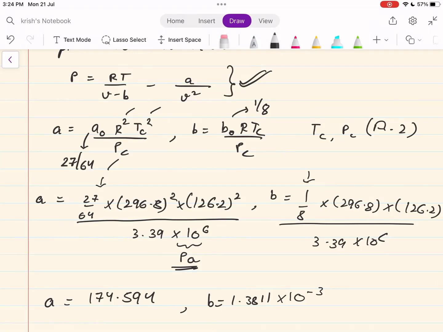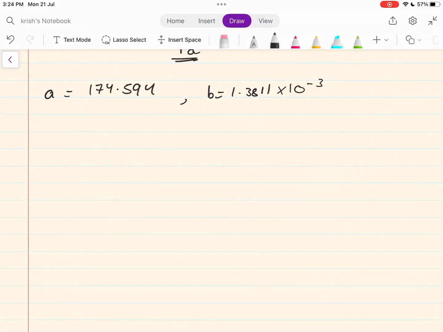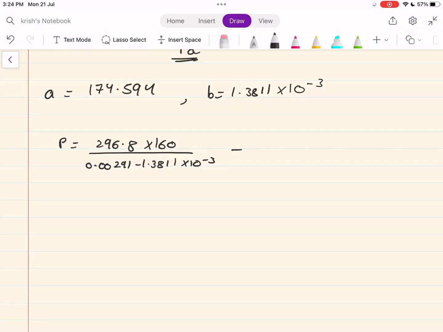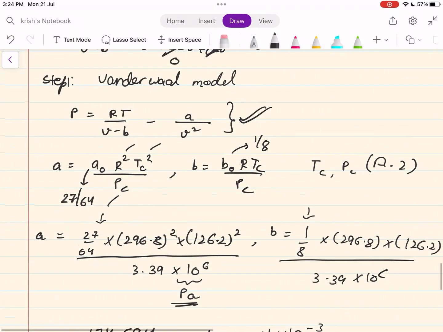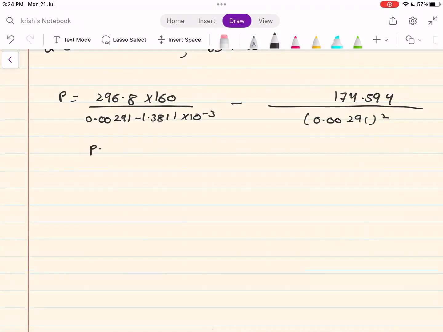So now we have all of the values required to substitute in this equation. So let us do just that. So P equals to 296.8 into 160 upon 0.00291 minus 1.3811 into 10 to the power minus 3 minus 174.594 upon 0.00291 whole square. I think it is correct. Yes, it's fine. So our pressure will come out to be 10440.35982 kilopascals.